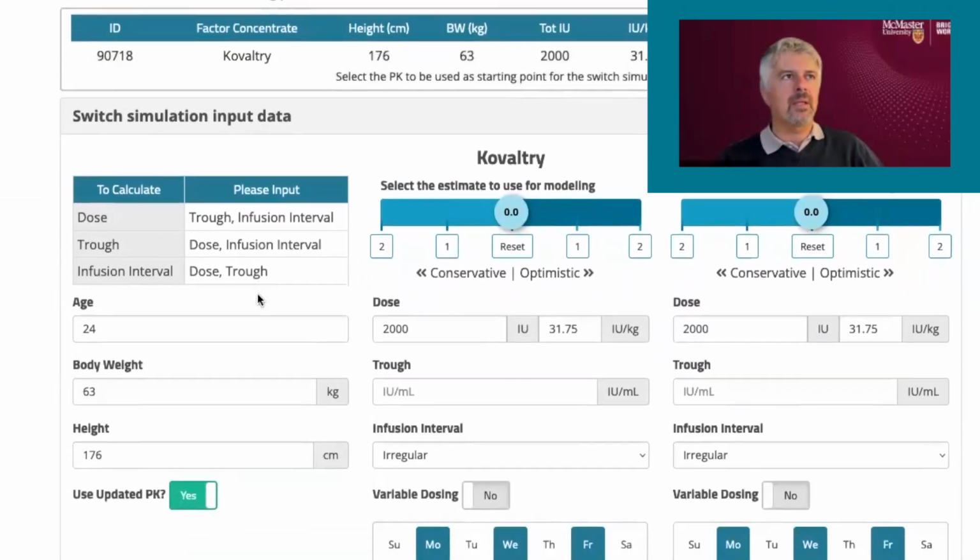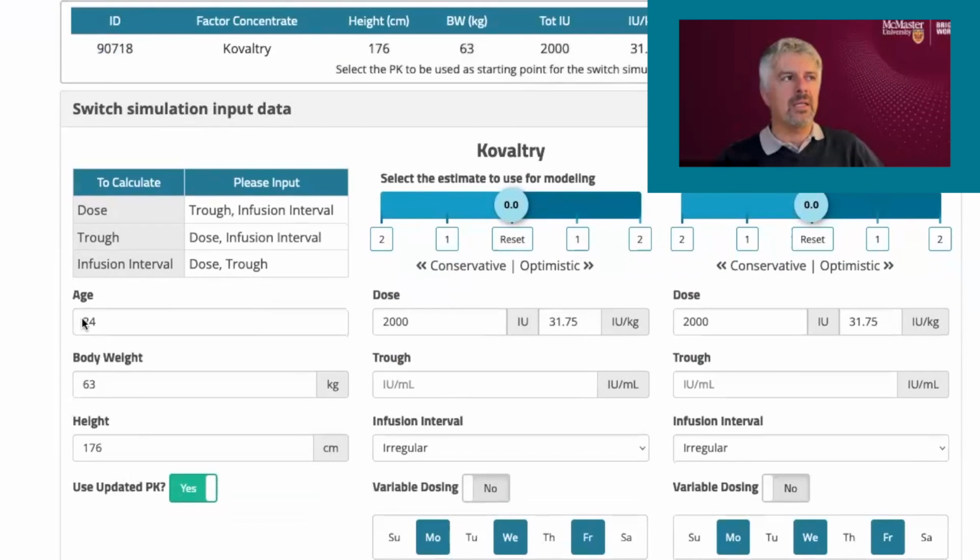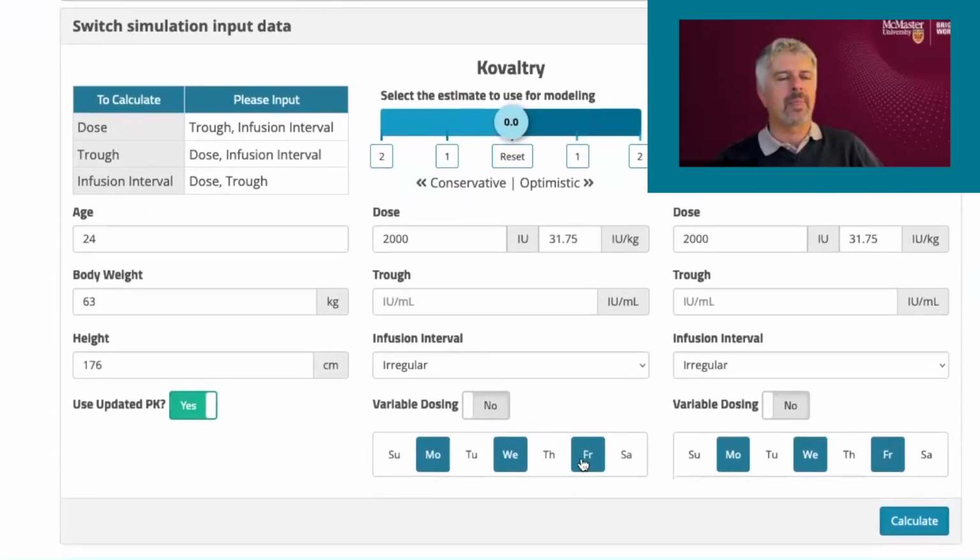And then you have the age, weight, and height of the patient. We can use, again, the updated PK or not. Let's use the updated PK. And then it tells you what the patient is currently on. It says he's on 2,000 units, Monday, Wednesday, and Friday.